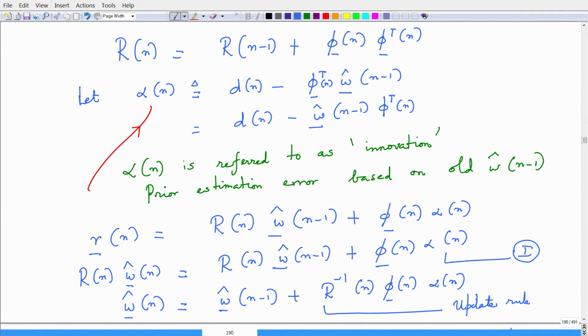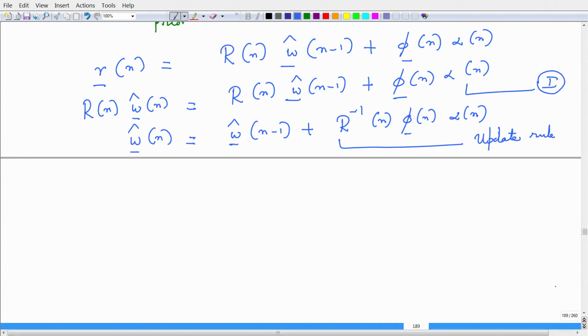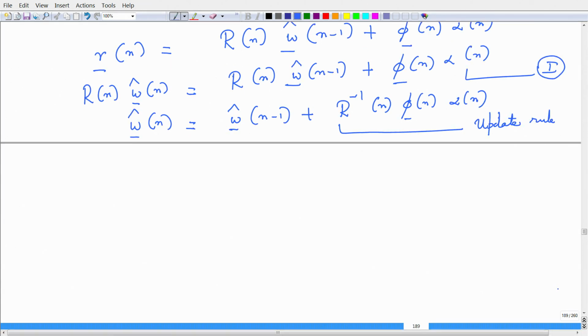On the slide here, w hat has to be transposed, and this is phi of n, so that this is an inner product and we have a scalar. Just a small typo to be fixed here, right. You may wonder again, what is it that we have here? Still we are dealing with this inversion. What have we simplified, right?